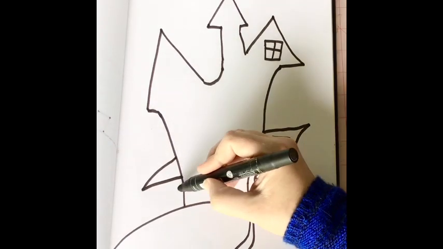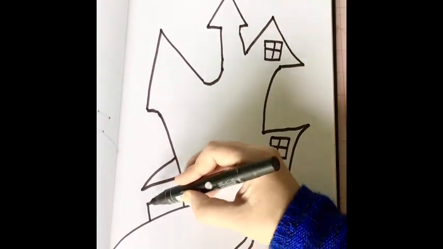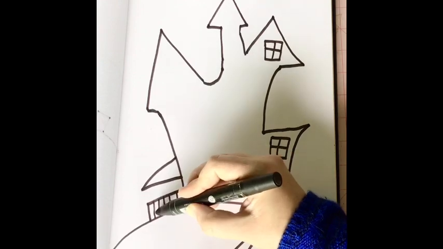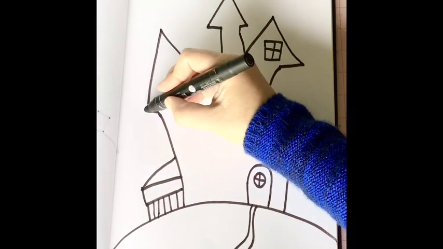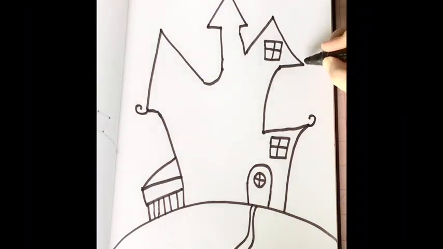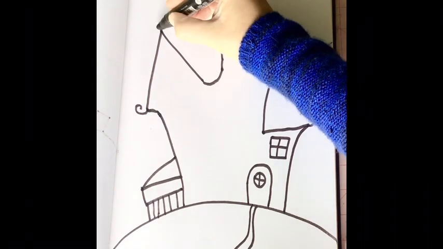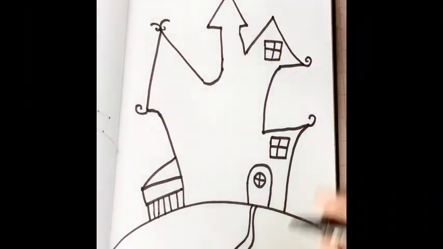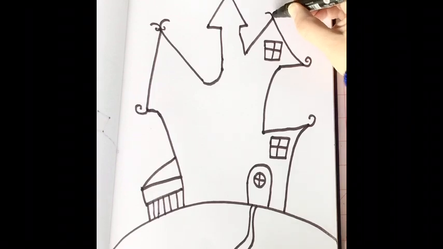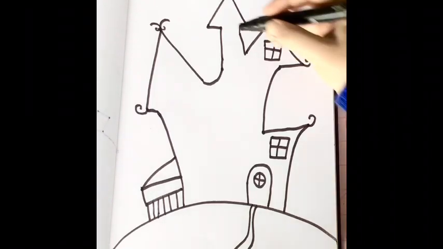I'm going to draw a little sort of patio over here with an awning. Okay, and I'm going to add these fun curved lines that become spirals almost, and at the top there, two more curves, and then two more. Gives it that very old style.